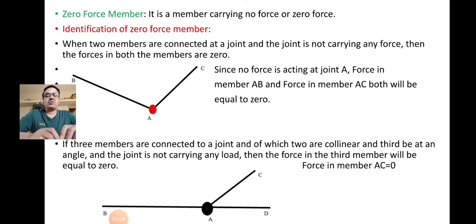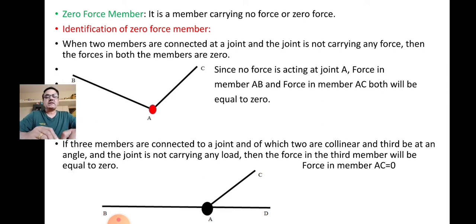How to identify zero force member? Now there are two points which one must know. First one is, this first condition is applicable for two members only. When two members join and that joint is not carrying any force, in that case the force in the members will be equal to 0. For example, in this figure, two members are connected at joint A, member AB and member AC, but that joint is not carrying any load, and hence force in member AB and force in member AC will be equal to 0.